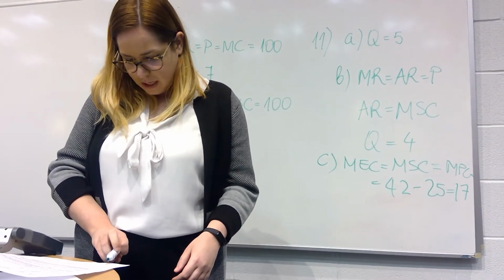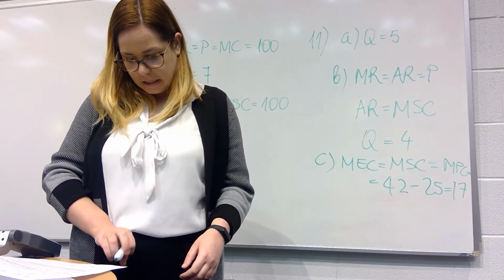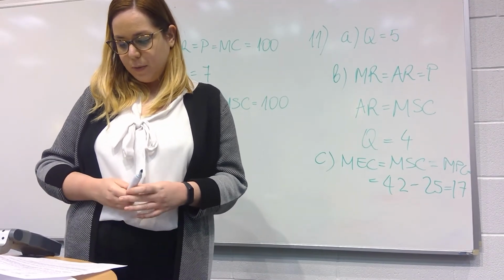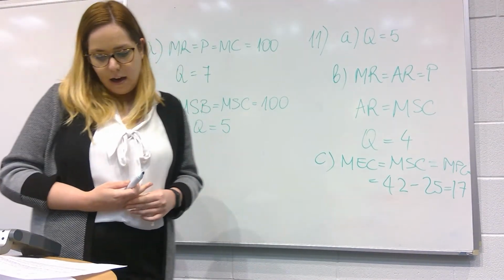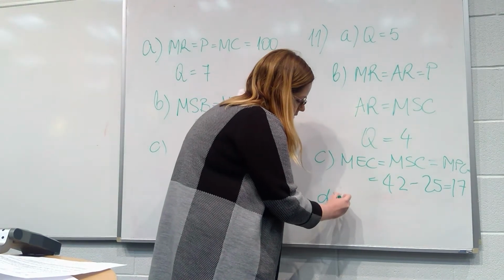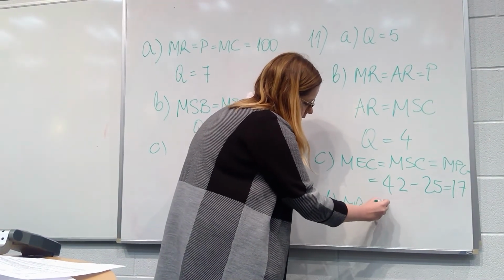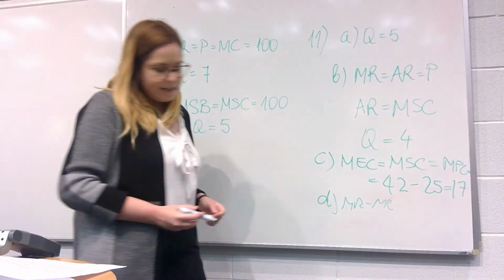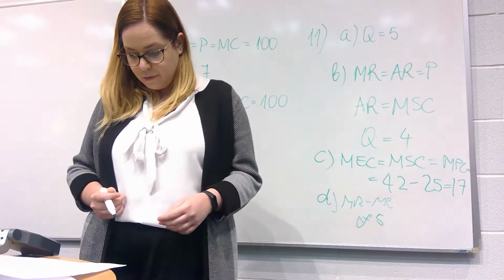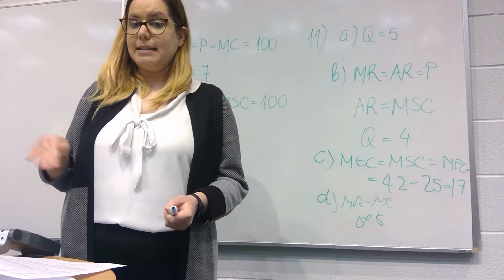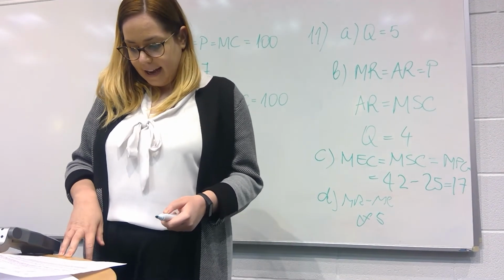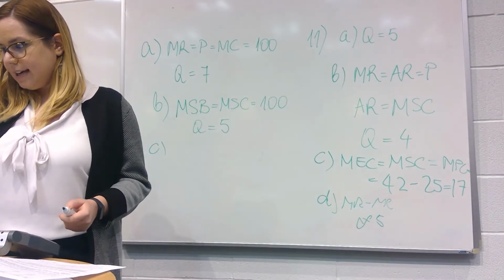So the next question is question D. What size tax would be necessary for the firm to reduce its output to the socially efficient level? So we are looking here at the difference between marginal revenues and marginal cost, and the difference there is £5. So the tax that would be required for the firm to reduce its output to the socially efficient level would be 5.